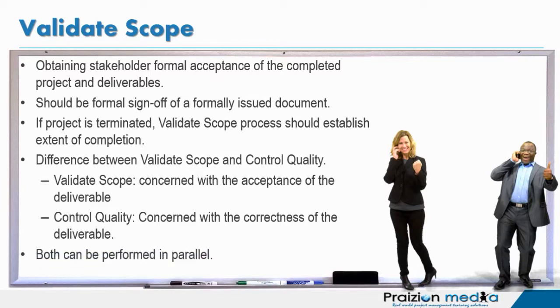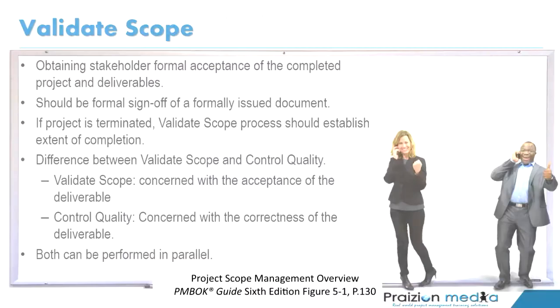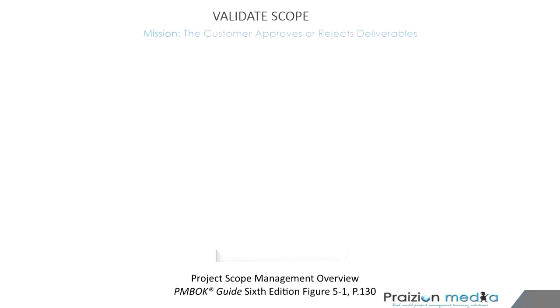Bear in mind, though, that both validate scope and control quality can be performed in parallel. You could have the team performing the work, checking the deliverable, and as they're checking some of the deliverables, those that have been checked are also being checked by the customer. They can be performed in parallel. So let's talk about validate scope. Let's look at the ITTOs.